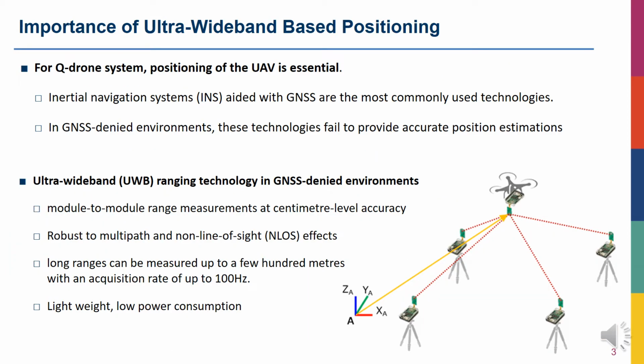For the Q-Drone system, positioning of the UAV is essential. However, in GNSS-denied environments, these technologies fail to provide accurate position estimations. An emerging solution for positioning in GNSS-denied environments is Ultra-Wideband ranging technology, due to its centimeter-level accuracy and robustness to multipath and non-line-of-sight effects. Long ranges can be measured, up to a few hundred meters, with an acquisition rate of up to 100 Hz, and it also has lightweight, low power consumption characteristics.